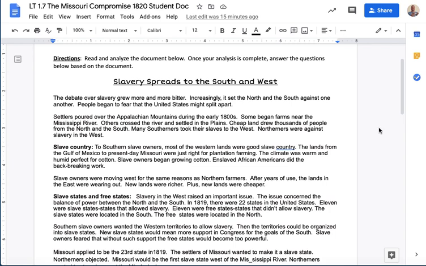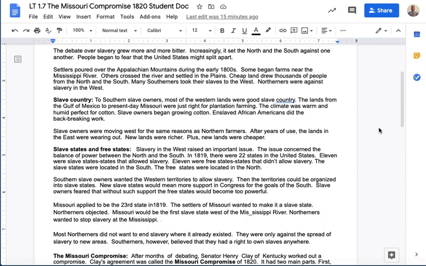Settlers poured over the Appalachian Mountains during the early 1800s. Some began farms near the Mississippi River. Others crossed the river and settled in the plains. Cheap land drew thousands of people from the North and the South. Many Southerners took their slaves to the West. Northerners were against slavery in the West.